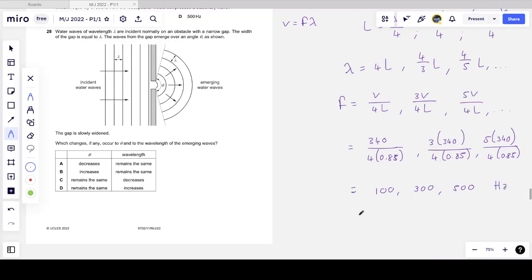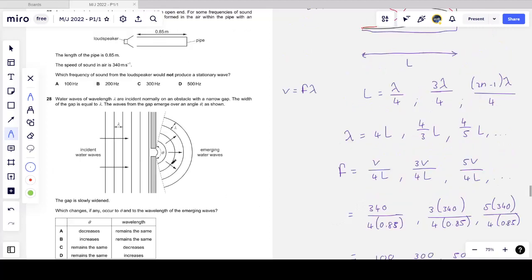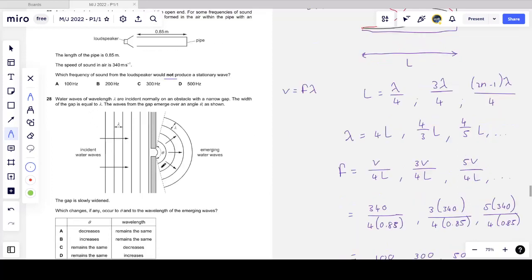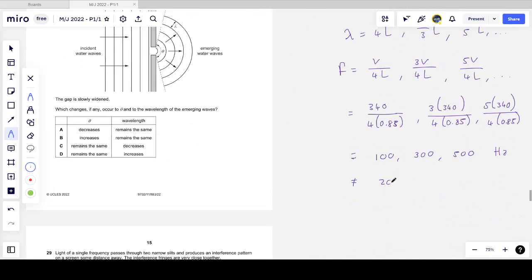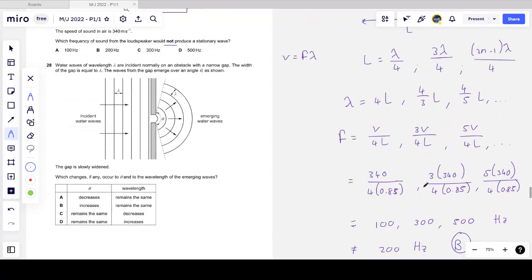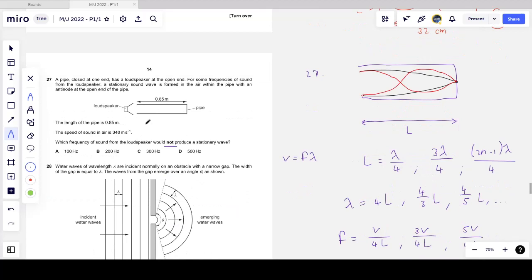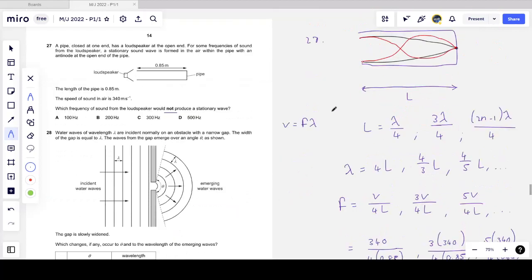And so we can see one is clearly missing here, and that's 200 hertz. So 200 hertz is the one that's not going to produce a standing wave. And so we can see that the pattern tells us that the answer is option B. Again, you don't need all the mathematics, but it is actually crucial to the understanding of what's happening. So we have to understand what standing waves are, how they're formed, and how we can determine their wavelengths and their frequencies from the type of pipe that we're using and the length of the pipe that we're using as well.